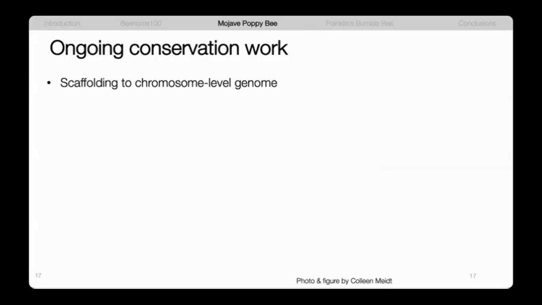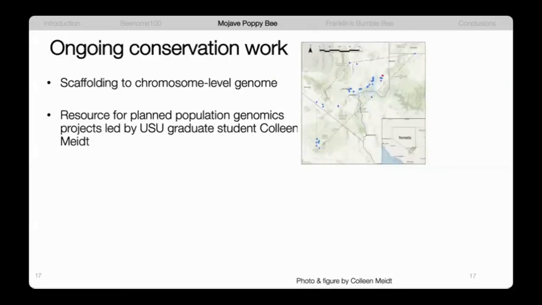Thanks to recent field collection efforts by members of the Bee Lab, we have a second specimen that was used to collect Hi-C data that will be used to scaffold the genome to chromosome level. This reference genome is also being used by graduate student Colleen Might, who's planning to use low-coverage whole genome resequencing of bees from across the range to characterize population structure, assess levels of genetic diversity, and measure gene flow, basically to identify all those essential conservation parameters.